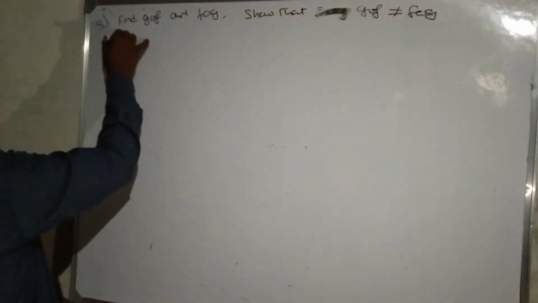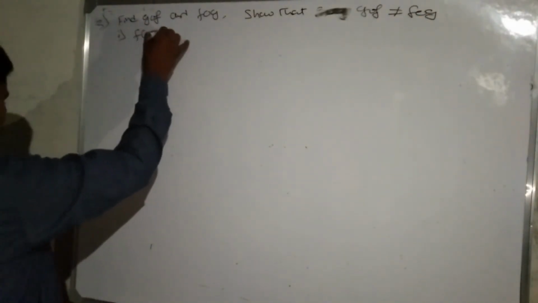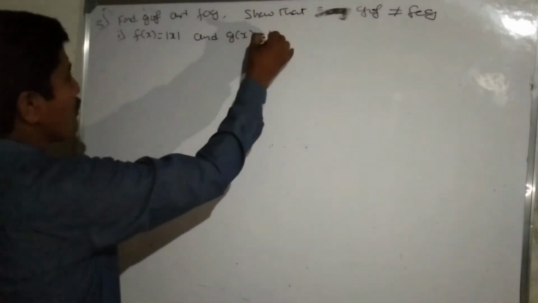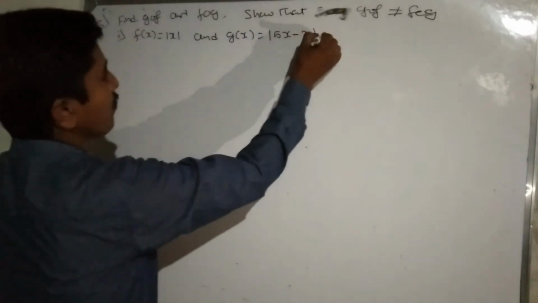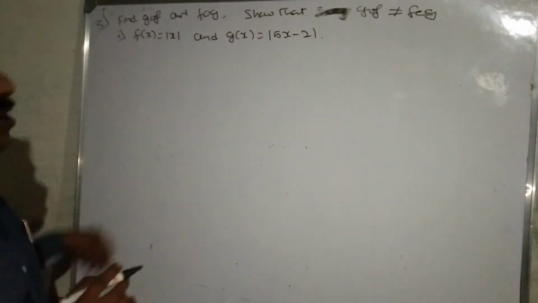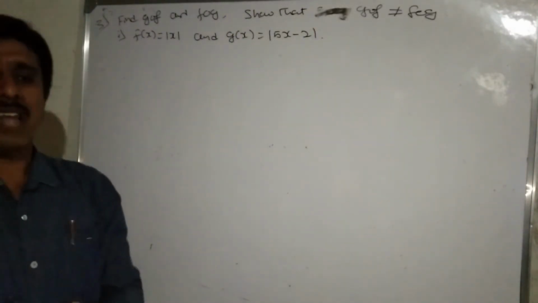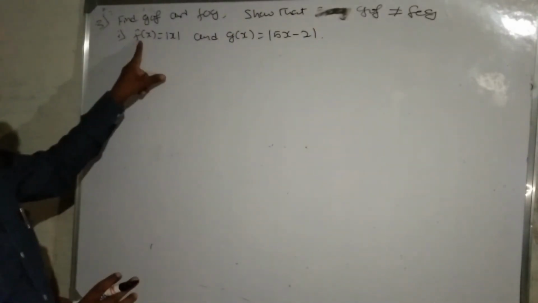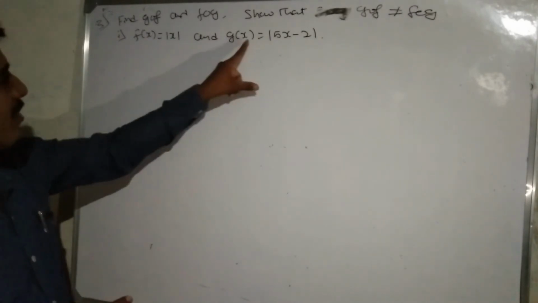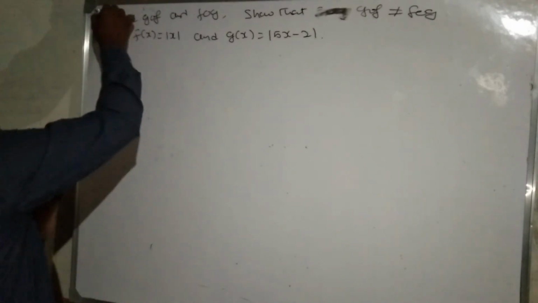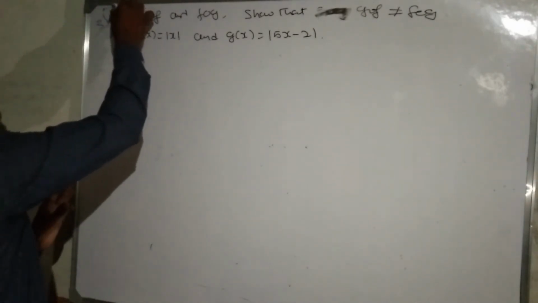First one, f of x equal to modulus of x and g of x equal to modulus of 5x minus 2. Very easy one. Find g∘f and f∘g. Show that g∘f is not equal to f∘g. Very important one. This type of problem is very important for 3 marks.